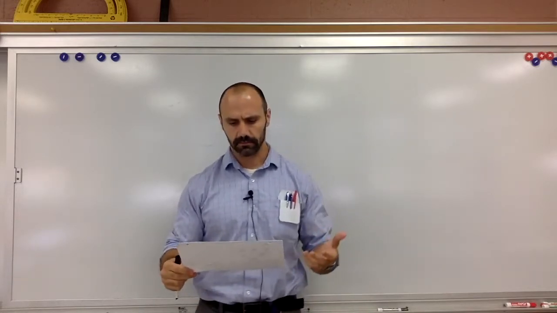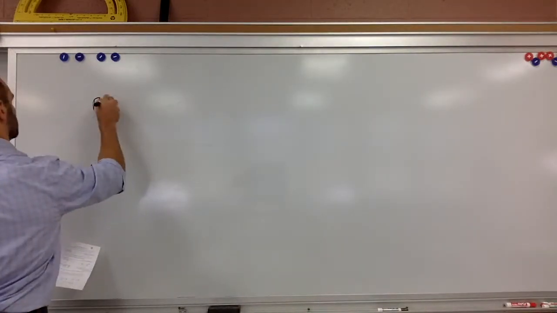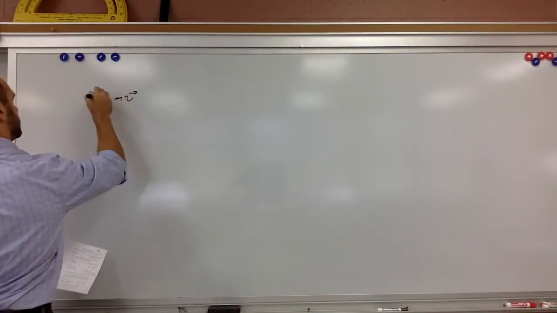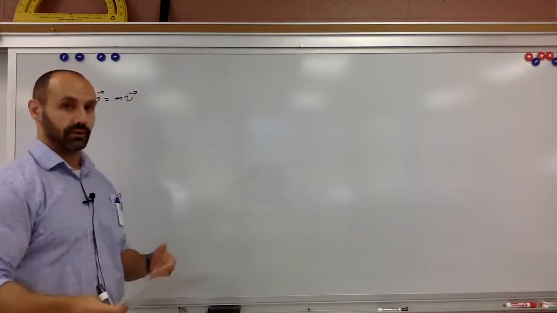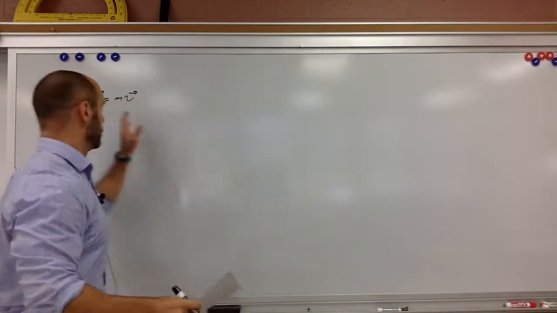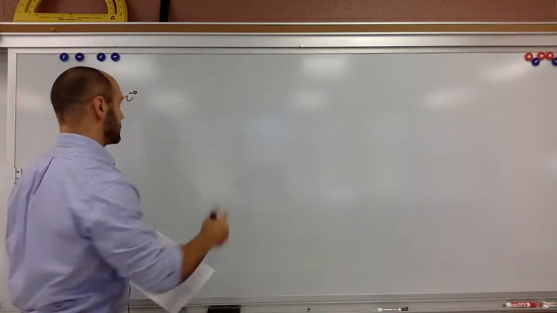We're going to start with momentum. We're starting with section 9.4. Momentum is p equals mv. v is a vector, p is a vector. You know that. For a system of particles, it works the same. This is for one object, but if you have a bunch of objects, it works the same way.